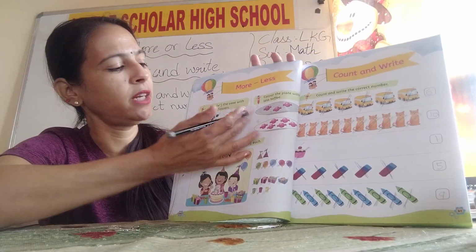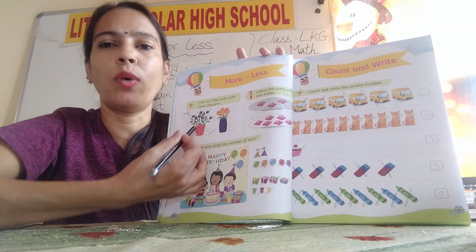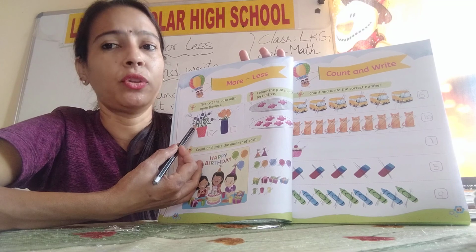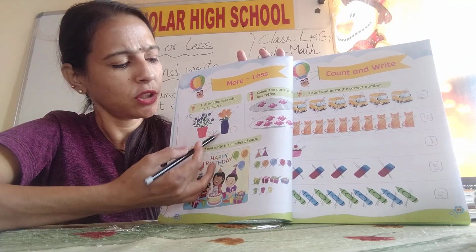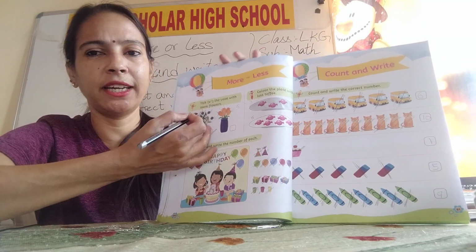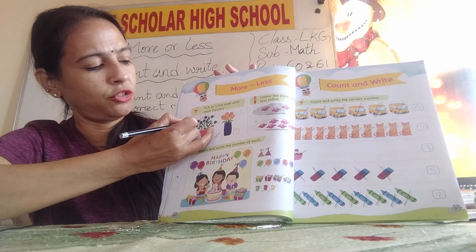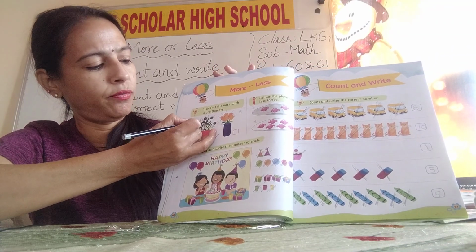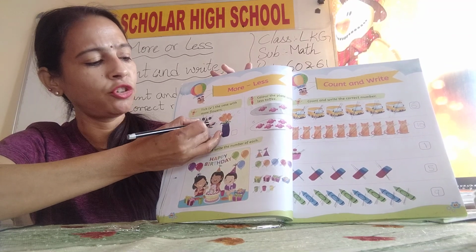Once again, we'll do it. Tick the vase with more flowers. The vase which has more flowers, we need to tick that. Now, in the red vase, how many flowers are there? Let us count. 1, 2, 3, 4, 5, 6, 7, 8, 9.